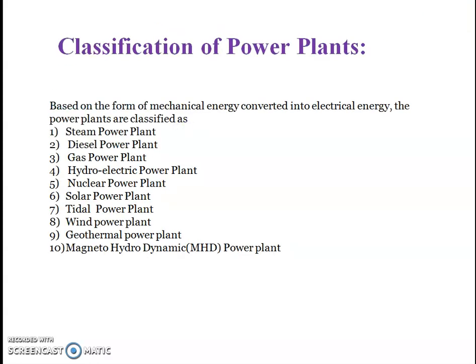In that, first one is classification of steam power plants. What is meant by a power plant? Energy in its simplest form is known as the ability to do work. The energy when converted into electricity is called power. And the plants producing power are known as power plants. Based on the form of mechanical energy converted into electrical energy, which is the basic principle of power plants.